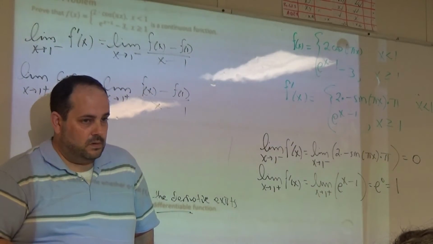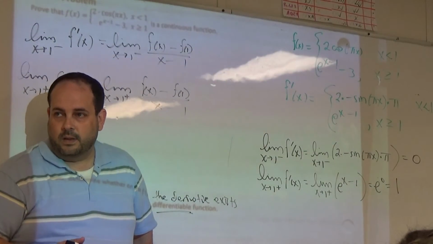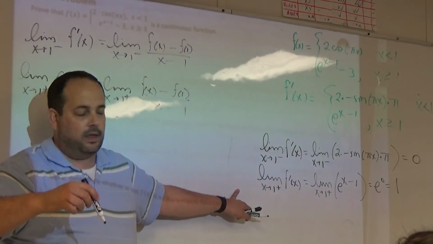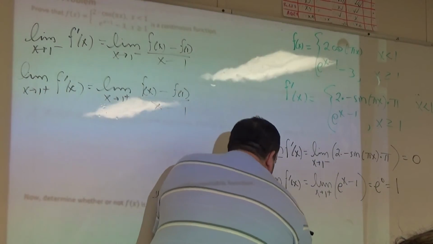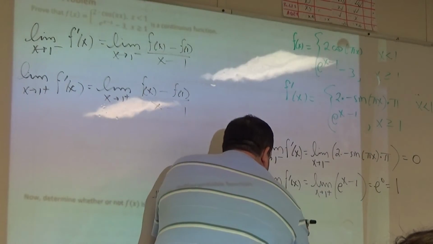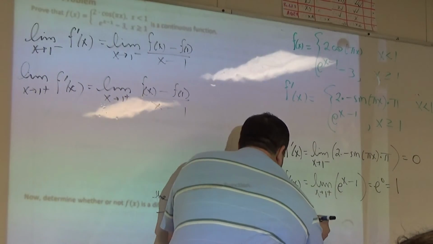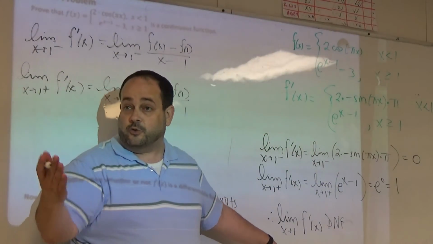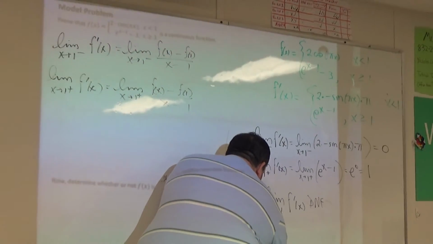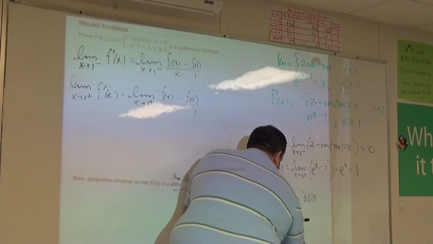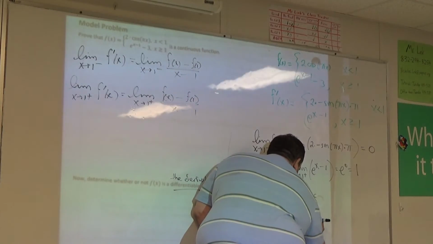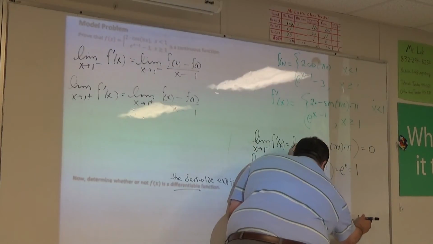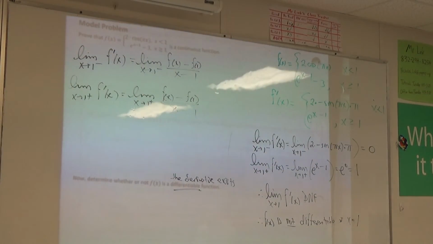Conclusion? It's not different. So a couple of conclusions. You could say, therefore, the limit as x approaches 1 of f prime of x does not exist. The derivative doesn't exist. Better would be to say, therefore, f is not differentiable at x equals 1. Okay.